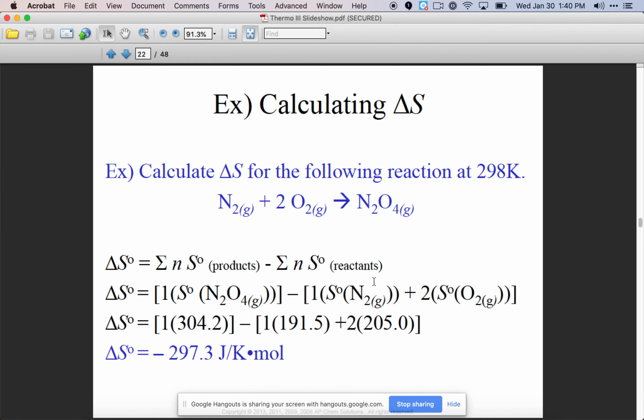Elements in their natural state are not like the delta heat of formation. They have a number, so they are not zero. See how oxygen has a number and it's in its elemental state? It is not zero. With heat of formation, when we're talking about elements at standard state, their number is zero. But with entropy, everything has a number. Nothing is zero.